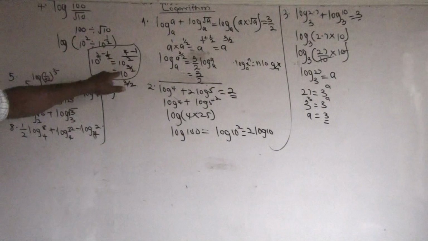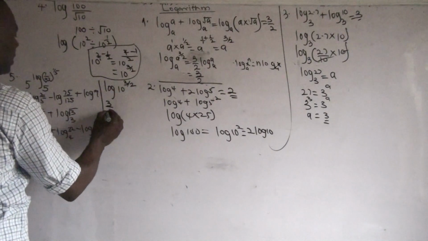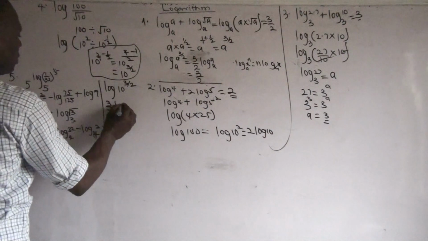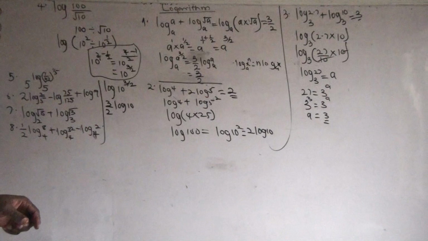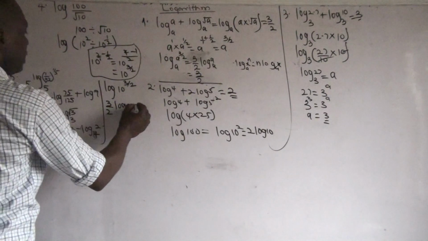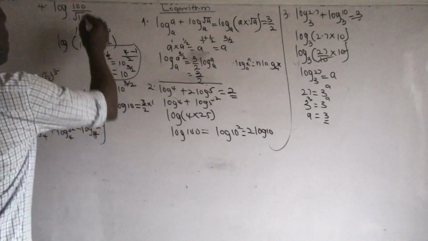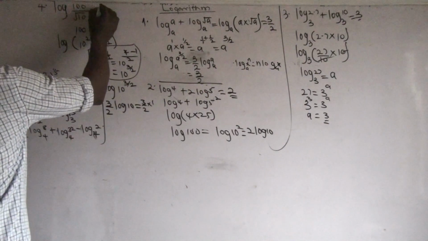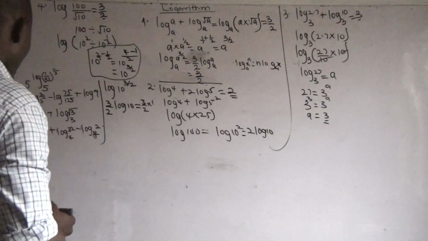Remember the power rule here. This 3 over 2 will come behind, becoming 3 over 2 log what? Log 10. So log 10 is what? Log 10 is 1, because the base is not indicated here, that means it's 10. So here this becomes 3 over 2 times 1. So therefore, the answer to this logarithm is 3 over 2. Okay, we are done with that.